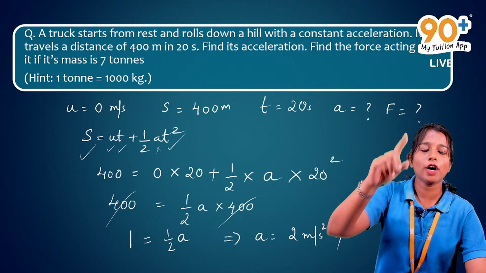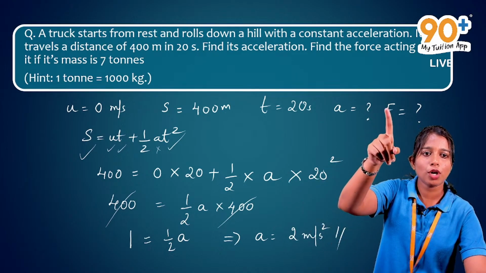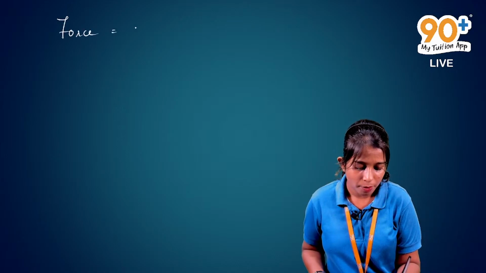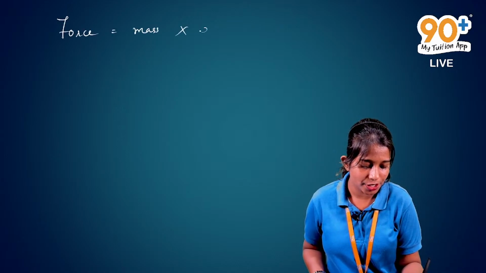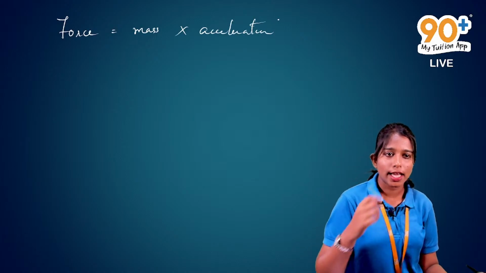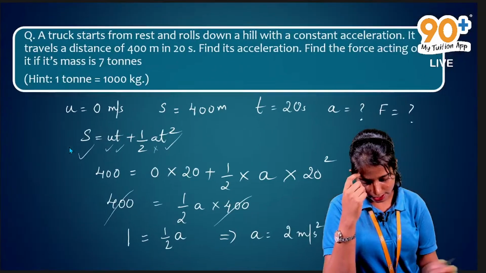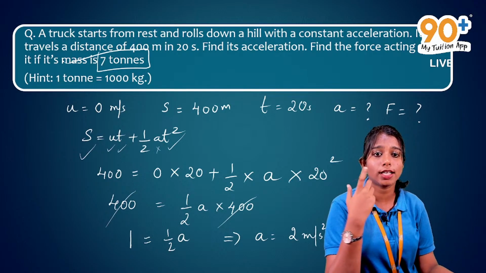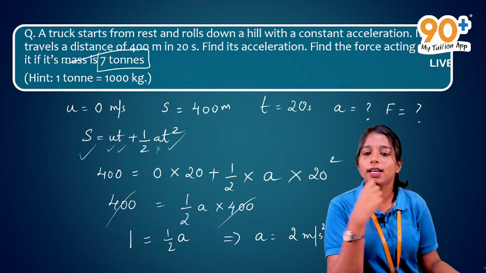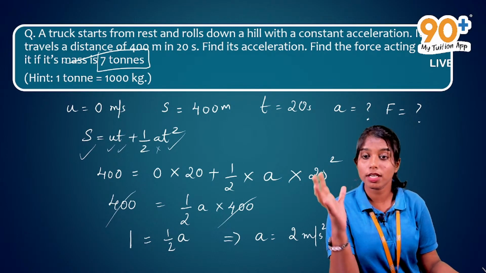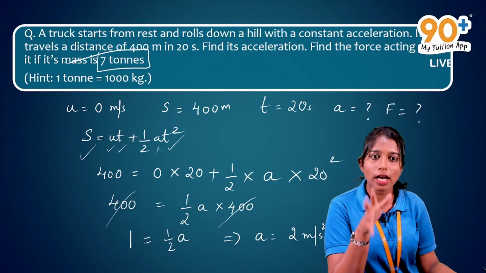Now find the value of force. What is force? Mass into acceleration. So force is equal to mass into acceleration. What is given in the question? Mass is given, 7 tons. It is not given in kilograms, it is given as 7 tons. The question gives a hint that 1 ton is 1000 kilogram. Yes, 1 ton is equal to 1000 kilogram.